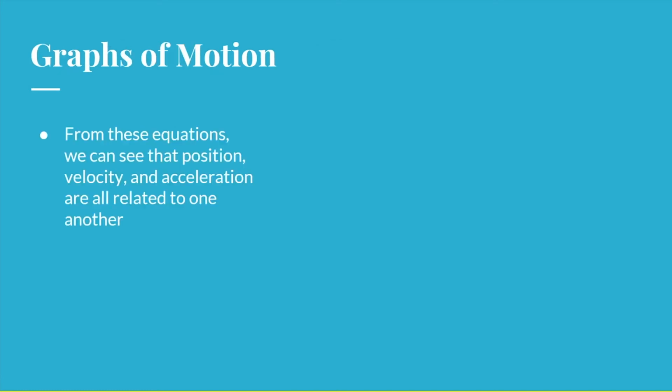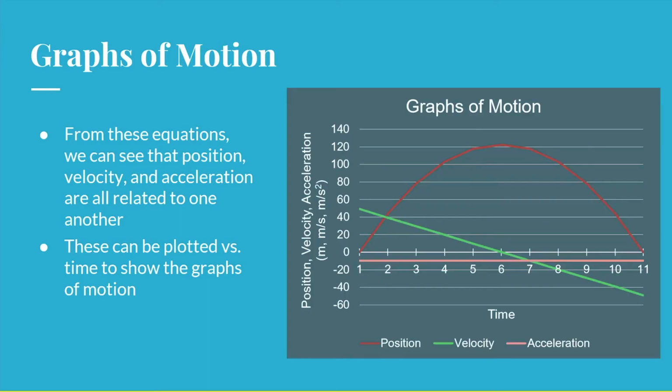When we graph these motions, we can see that position, velocity, and acceleration are all related to one another. They can be plotted versus time to show the graphs of motion. And so this is an example of 3 different graphs of motion, one showing position right here, one showing velocity, which is this one right here, and acceleration. If you guys have had calculus, do you guys know how to do derivatives? Is that a fair question to ask?